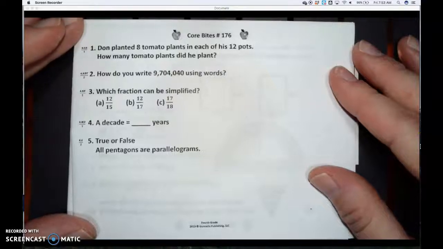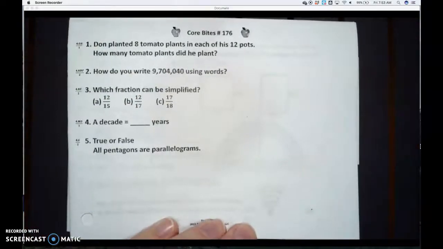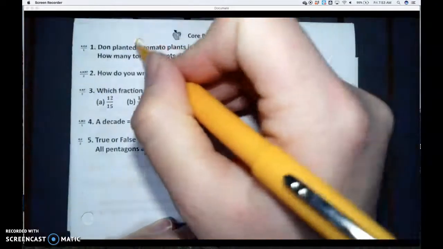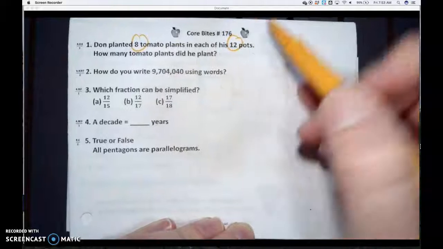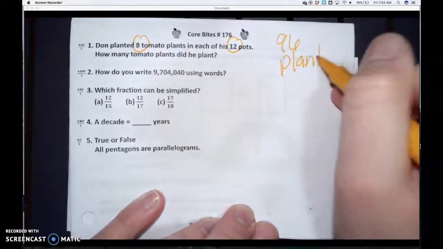All right, everybody, here's your Core Bites number 176. It says Don planted 8 tomato plants in each of his 12 pots. How many tomato plants did he plant? So if you multiply 8 plants in each pot, 8 times 12 would give you a total of 96 plants.